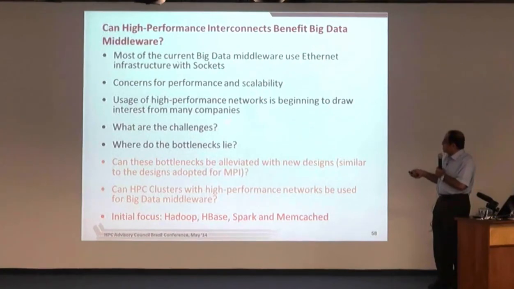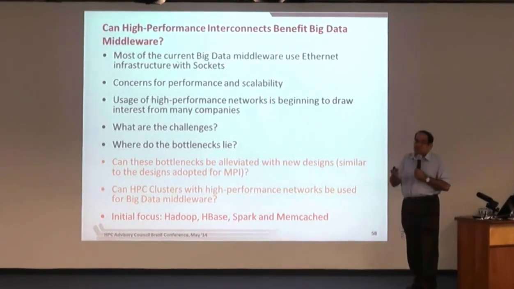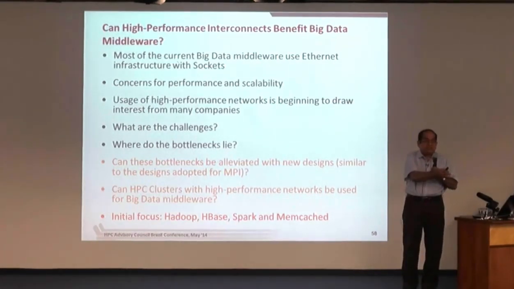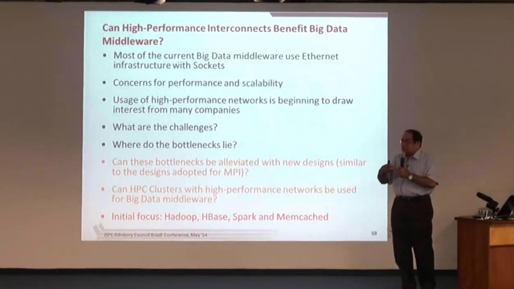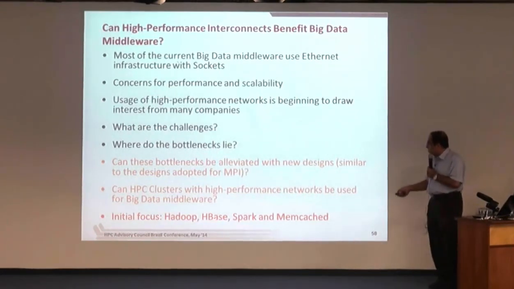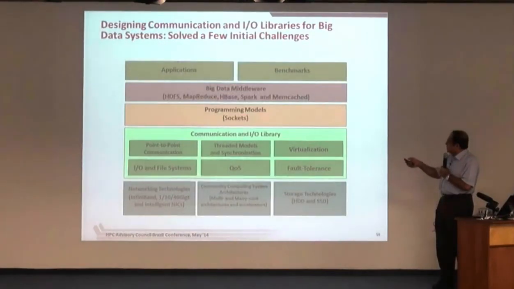So what we asked was, what are the challenges if we want to try to use the high performance networks? Where will the bottlenecks lie? And just like what we have done for MPI, can these bottlenecks be alleviated with new designs? And the other thing is, can the HPC clusters themselves be used for big data? Currently people are using Hadoop on different machines, different clusters, whereas the HPC clusters are just sitting there with no connections between these. So we try to take a look at both, and our initial focus has been on Hadoop, HBase, Spark and Memcached.